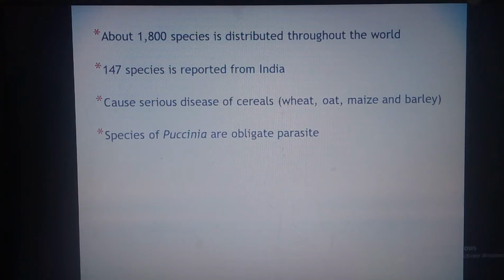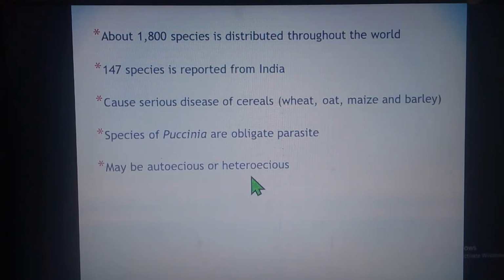We know that obligate parasites are those parasitic organisms that require a suitable host to complete their life cycle. Without exploiting a suitable host, they cannot complete their life cycle. They will fail to reproduce if they cannot obtain a host. So species of Puccinia as well are known to be obligate parasites, and they may be autoecious or heteroecious.